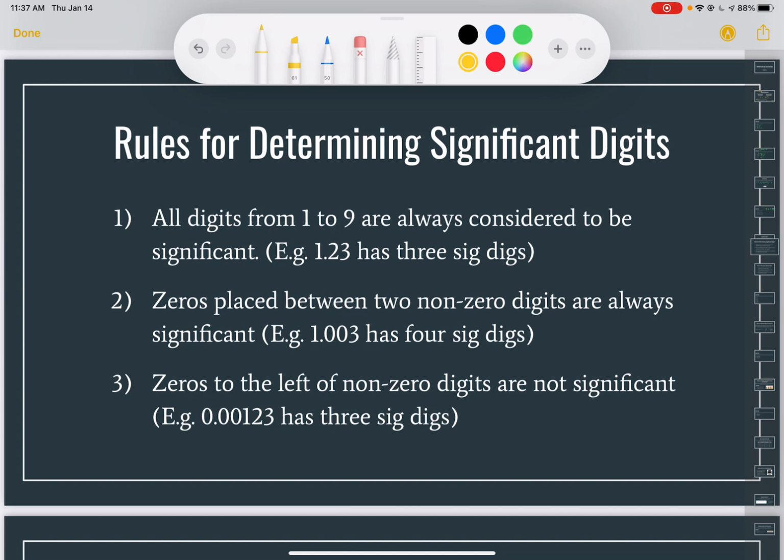And I like to write to remember that sandwich zeros are significant. These are 1 to 9 is significant. Zeros to the left of non-zero digits are not significant, so no zeros to the left.